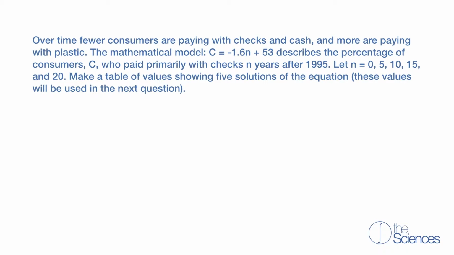Over time, fewer consumers are paying with checks and cash, and more are paying with plastic. The mathematical model C equals negative 1.6n plus 53 describes the percentage of consumers C who paid primarily with checks and years after 1995. Let n equal 0, 5, 10, 15, and 20. Make a table of the values showing 5 solutions of the equation. These values will be used in the next question.